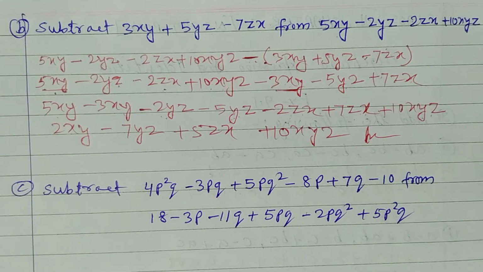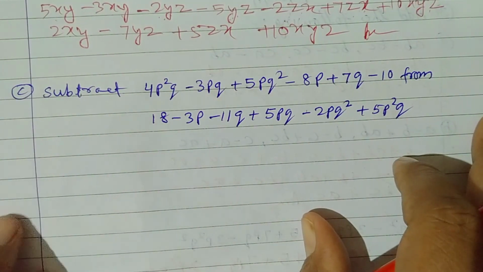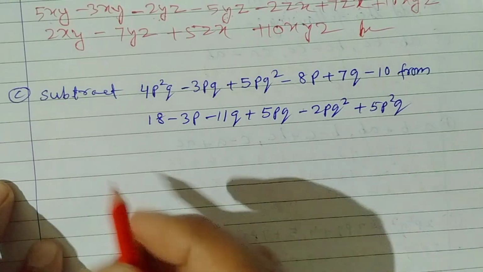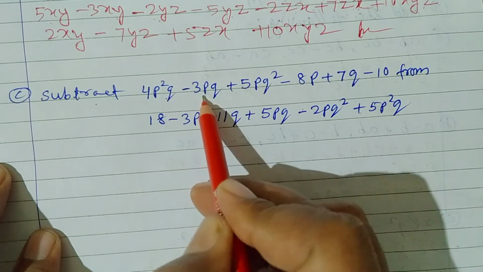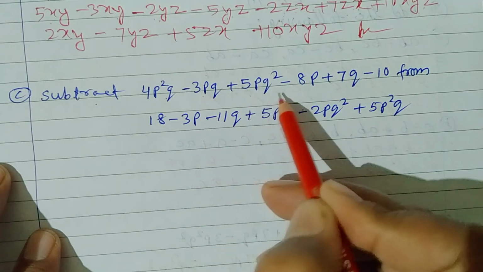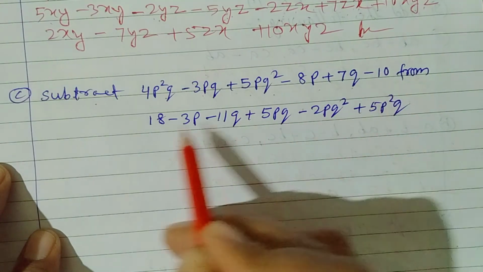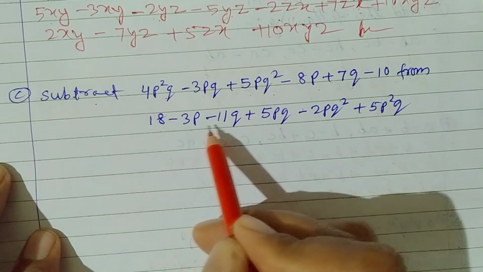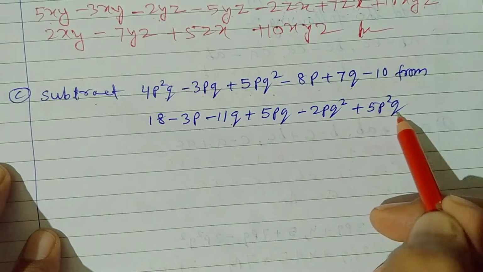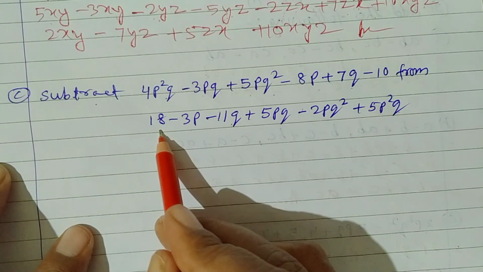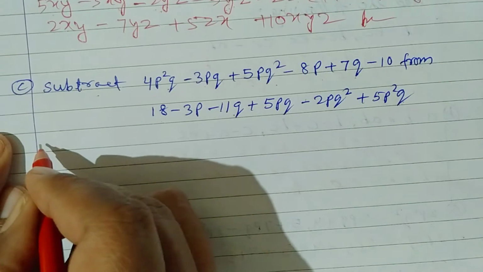Okay, after that next question, C number. This is also very easy. Subtract 4p square q minus 3pq plus 5pq square minus 8p plus 7q minus 10 from 18 minus 3p minus 11q plus 5pq minus 2pq square plus 5p square q. So we start from here, because I told you that after "from" we start.